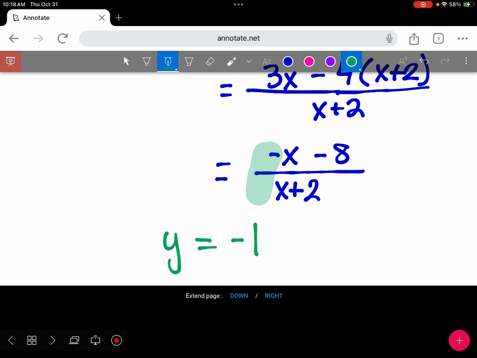So as my x goes to negative infinity, what is my function approaching? Negative 1. As it goes to positive infinity, what's it going to approach? Negative 1. It's going to approach the same thing, just from either side.